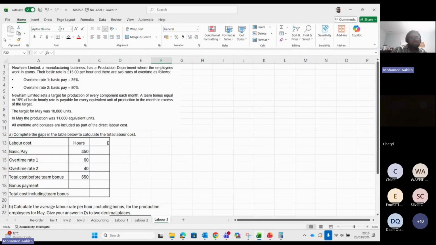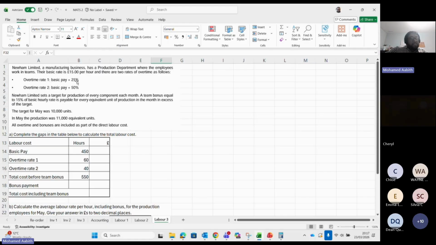Let's work on them. It says here, New M Limited, a manufacturing business, has a production department where employees work in teams. The basic rate is £15 per hour, and there are two rates of overtime as follows. One of them is basic pay plus 25% premium, and overtime rate 2 is basic pay plus 50% overtime premium. So if they have earned £15, the 25% is going to be £3.75. That is your premium. And the overtime 2 rate is going to be £7.50 an hour overtime premium. These are the extra amounts they give you for working the extra hours.